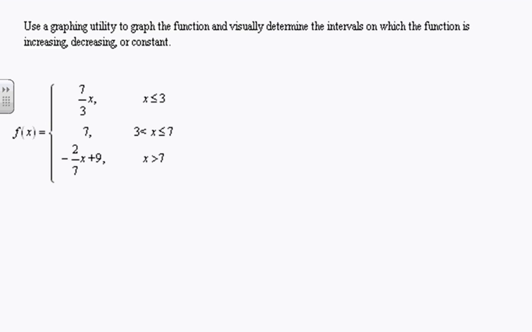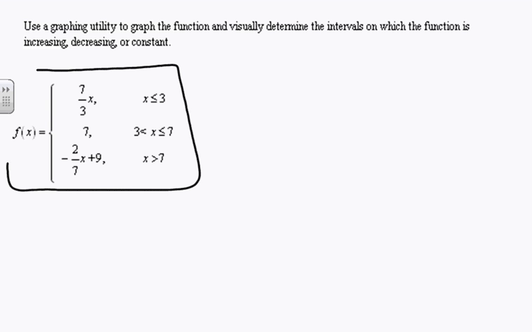First off, this is a piecewise function. A piecewise function has different pieces to it, and what we need to do is graph each of the individual pieces. The first piece is a line, 7/3 x, and we're going to graph this right here.